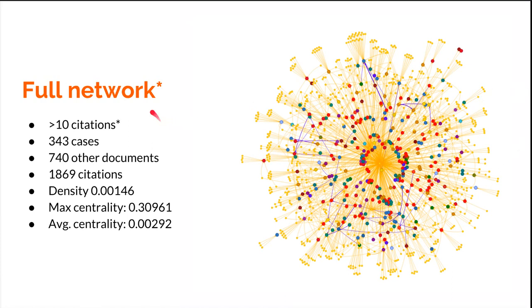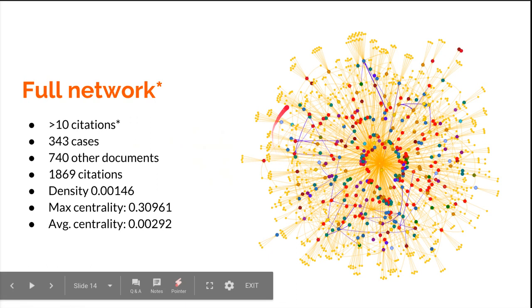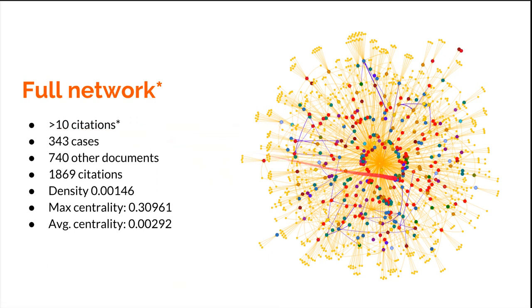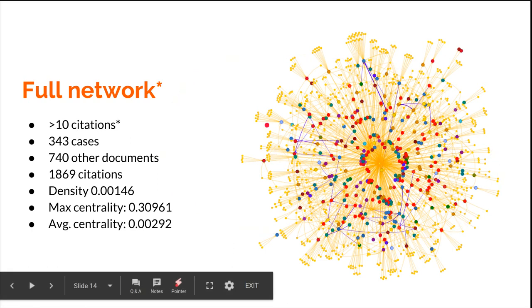Here we can see our first full network. Actually, it's not a full network, because we are only drawing those documents which have more than 10 mentions. So that's what we see here.